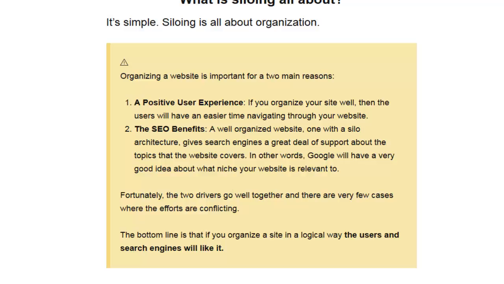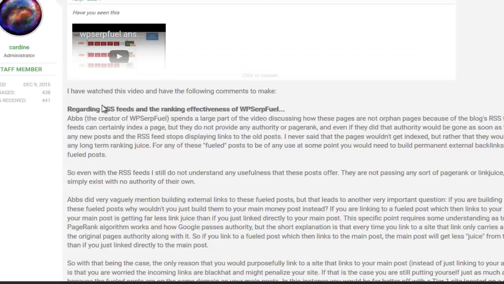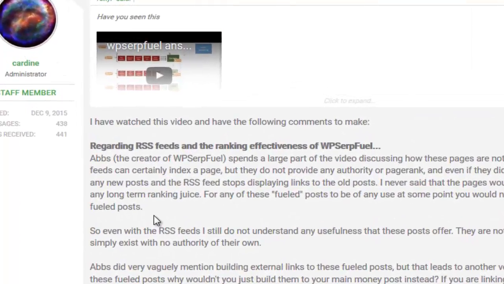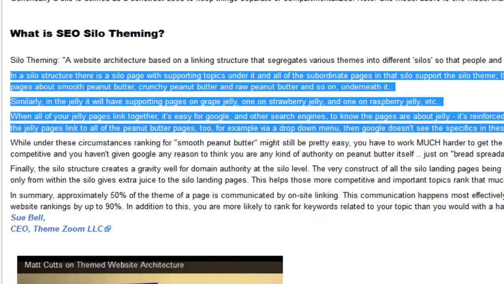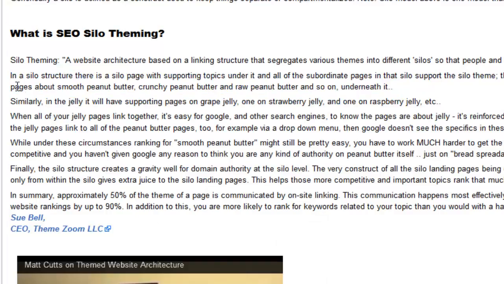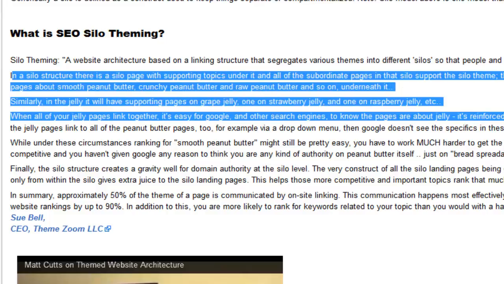And Cardine, do you know what that means? Do you know what that means to silo sites? I'll tell you what that means. It means you need fewer external links to rank. And that's the honest truth. Let me go over to this website here. Okay, Theme Zoom's. I actually highlighted it, so let me highlight it one more time.